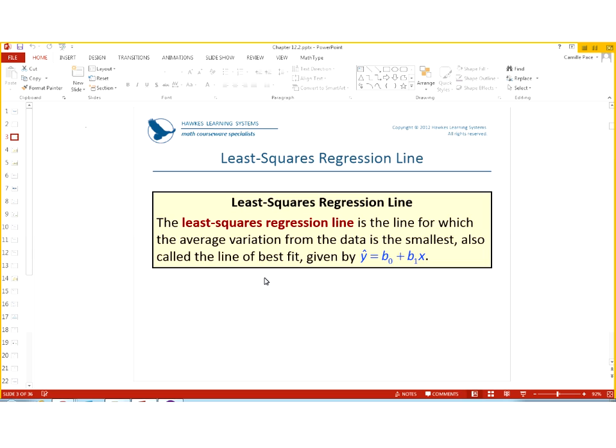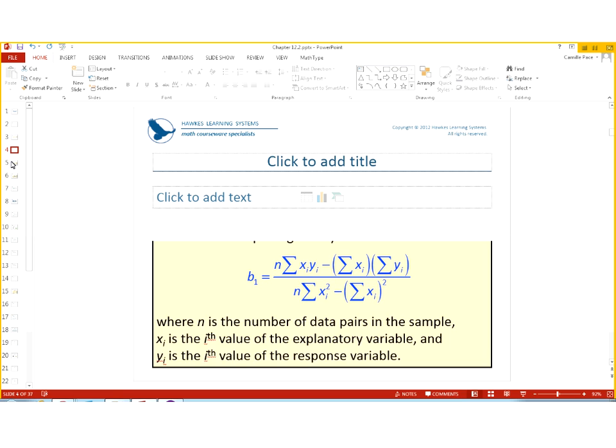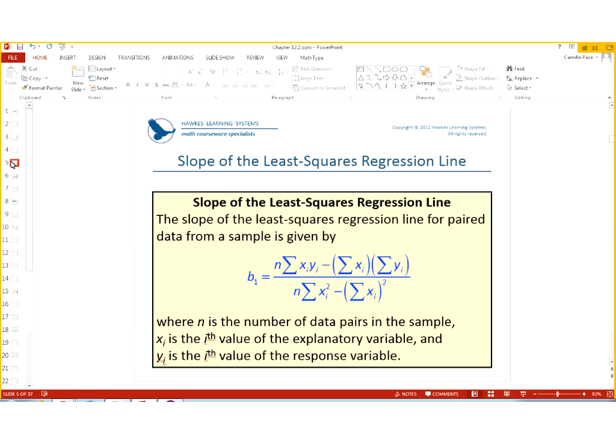So when you remember when you were in algebra and you had the equation of a line, y equals mx plus b? Yeah. So where m was your slope and b was your y-intercept. Well, right now we have one like that. We have y with a little caret on the top equals b0 plus b1x. And that b1 is the slope.